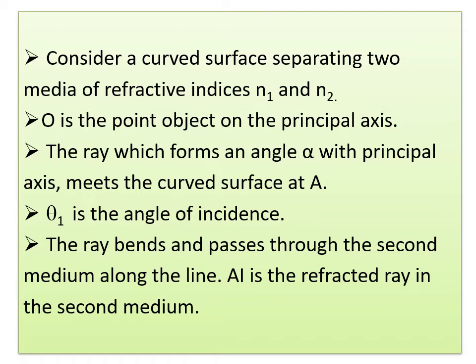So children, consider a curved surface separating two media of refractive indices N1 and N2. O is a point object on the principal axis. The ray which forms an angle alpha with the principal axis meets the curved surface at A. Theta 1 is the angle of incidence. The ray bends and passes through the second medium along the line AI, the refracted ray in the second medium.